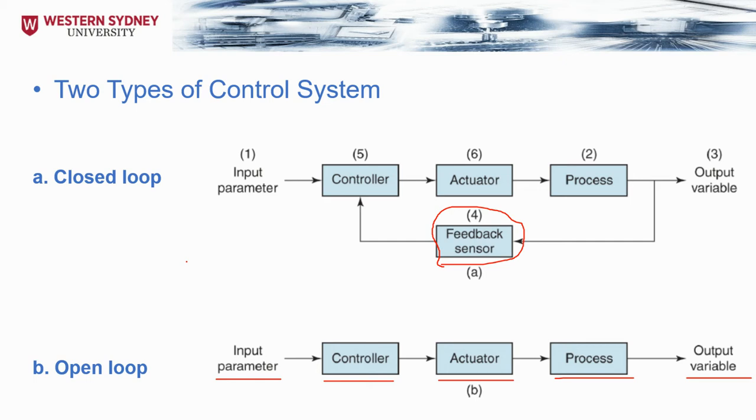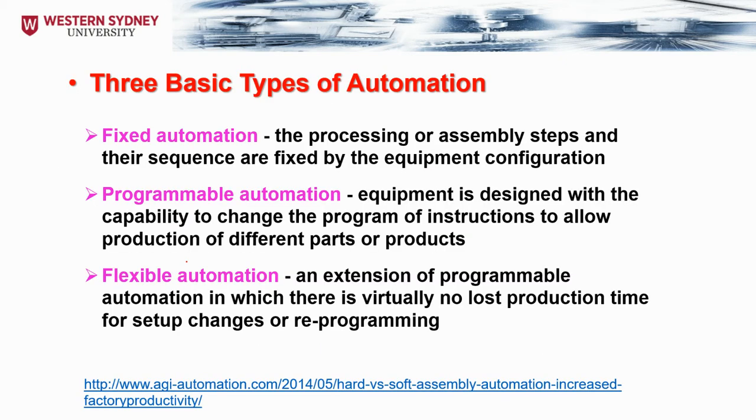Now, before we do that, we need to learn about the three basic types of automation. As we mentioned earlier, automation can be classified into fixed automation, programmable automation, and flexible automation. Usually, we can consider that programmable automation and flexible automation are extensions of each other, with of course more advantages in flexible automation.